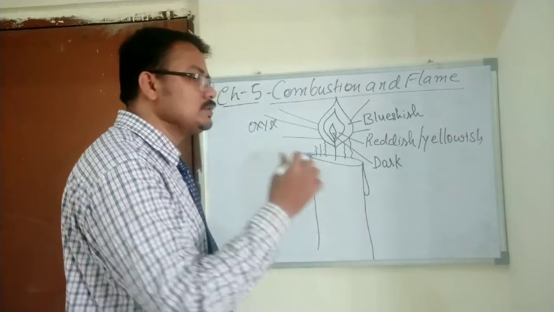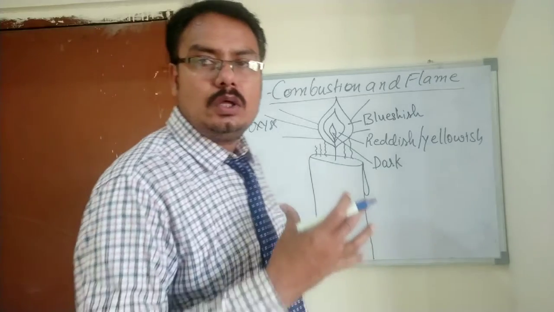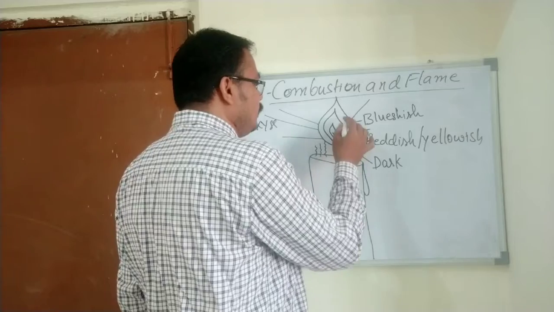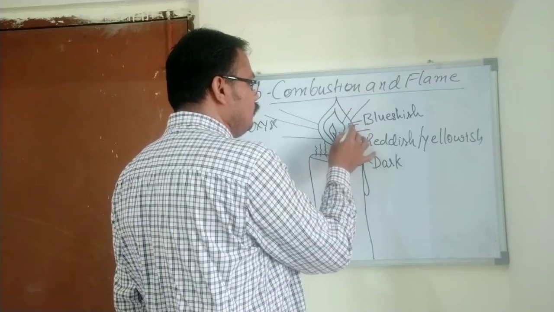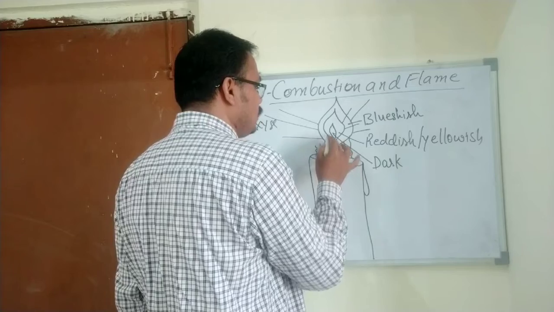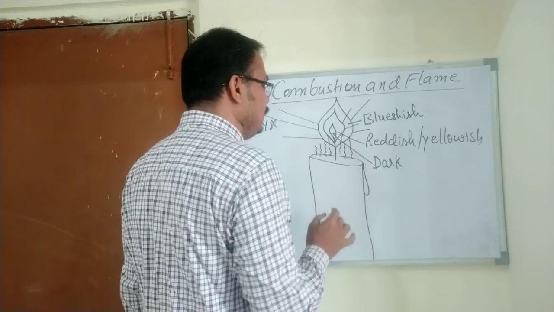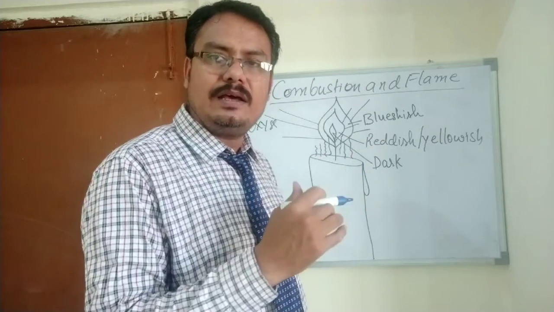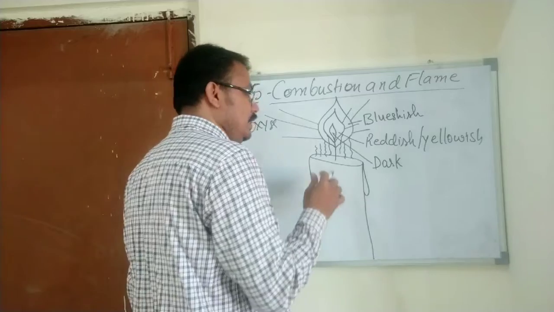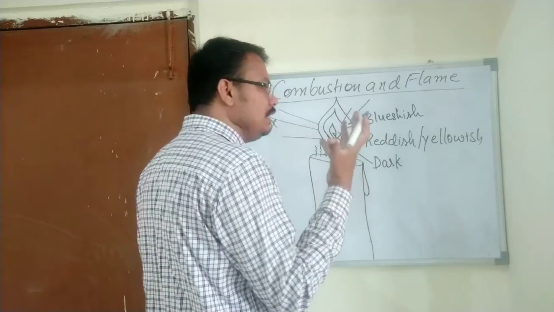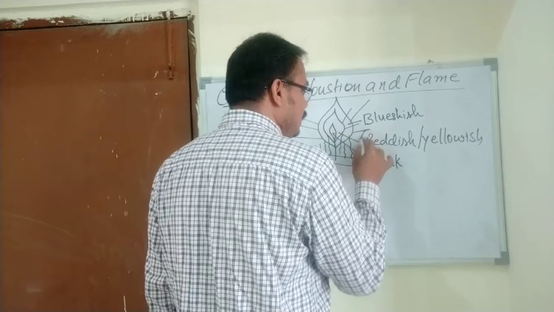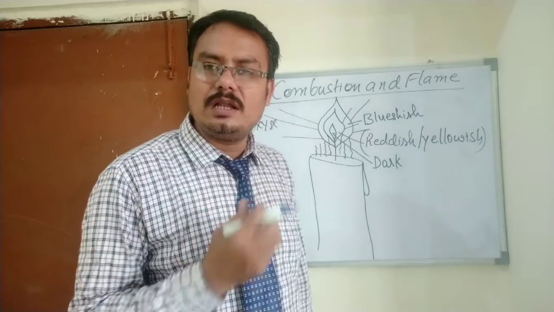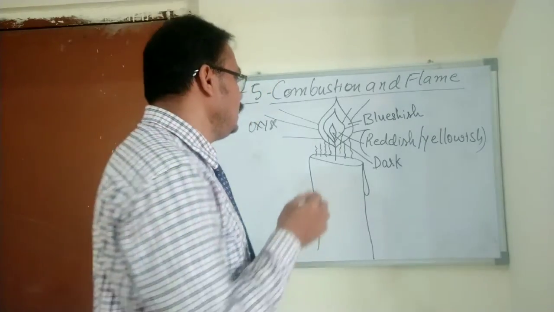That's why the flame is bluish: it is getting a good supply of oxygen. Very little oxygen can reach the middle layer, and very little wax is coming into the middle layer. Because of the lack of oxygen supply in the middle layer, the middle flame color is reddish or yellowish.